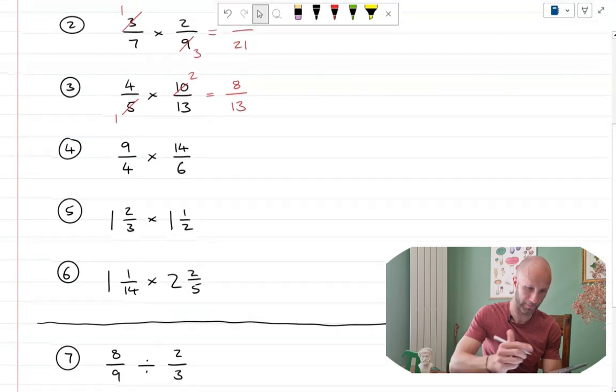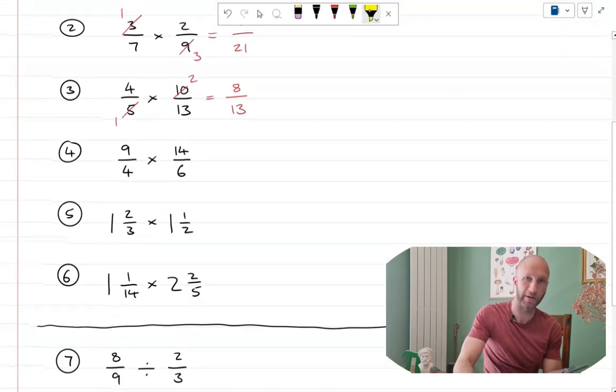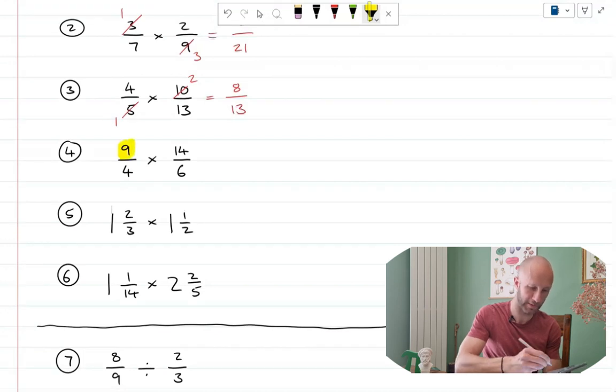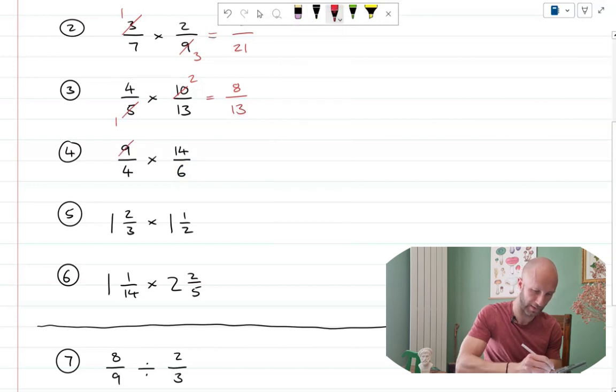Question number 4. This time I've put some improper fractions in, you'll notice, so the number on the top is bigger than the number on the bottom, but that doesn't matter. All we do is still look to simplify. So simplify on this diagonal, common factor of 9 and 6, which is 3. 3 goes into 9 3 times. 3 goes into 6 twice, so cross them out respectively and write the new numbers.